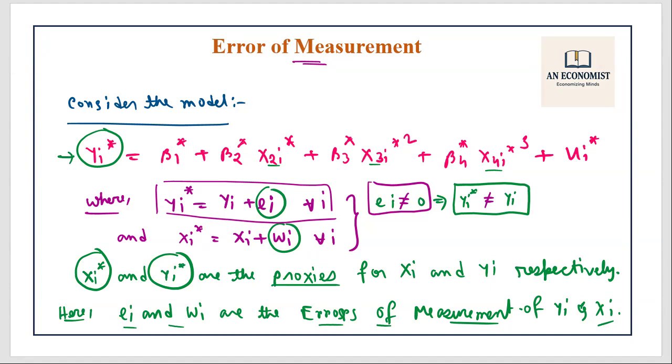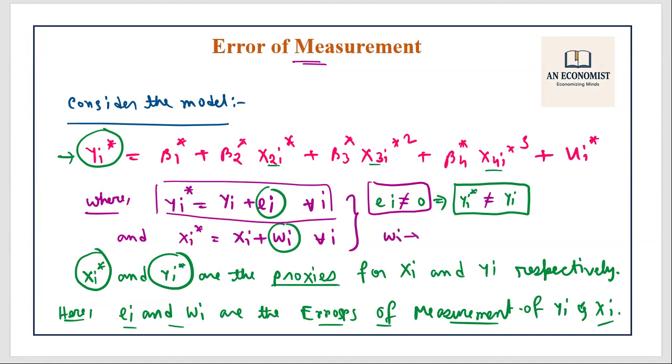Usually we'll see this error of measurement is not equal to 0, and in that case the proxies that you will find for xi and yi will not be good proxies. They will not be sufficiently good proxies. That is why many problems will be created, which we will discuss in some other video.